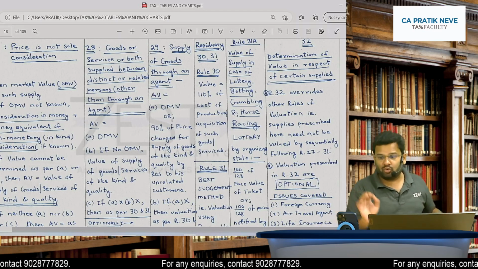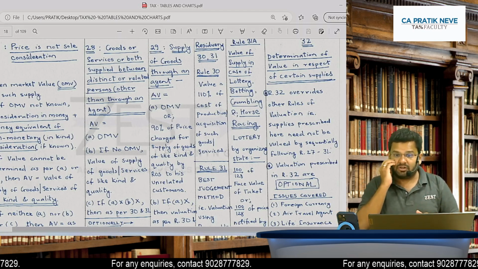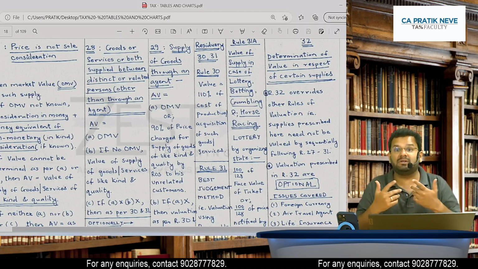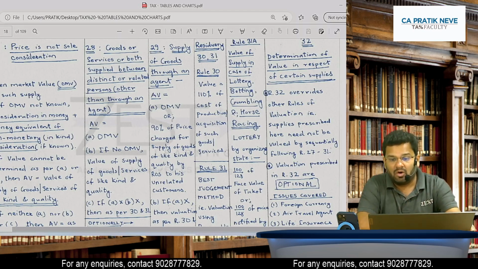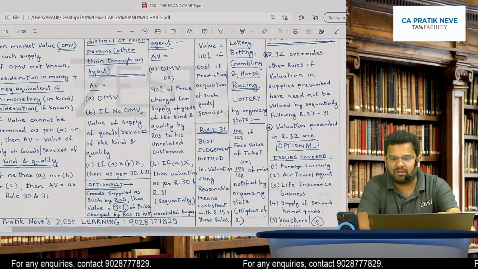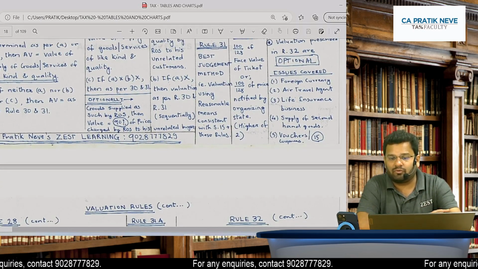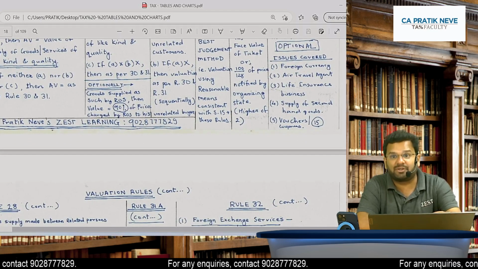Rule 32 is talking about determination of value in respect of certain supplies. Okay, and it overrides other rules of valuation. Now 32 is, of course, as I discussed with you, it's optional.